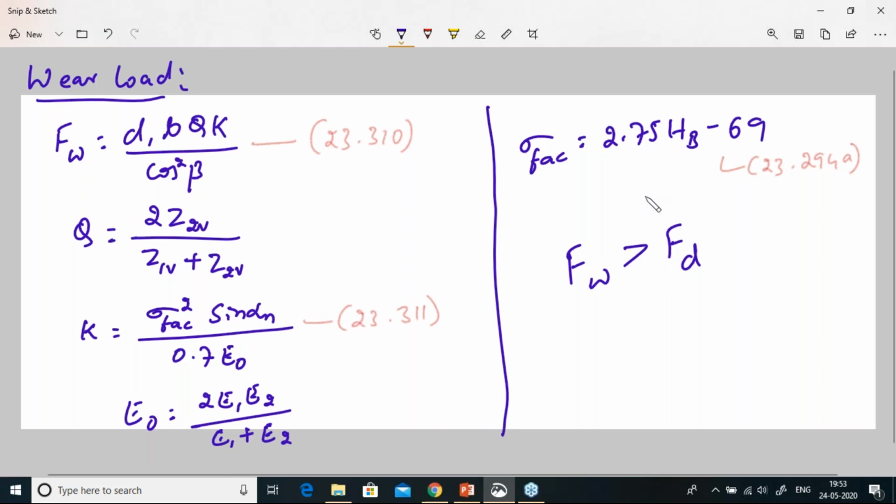For this part, this much. A remaining part we'll see in the next. Remaining topics we'll see in the next part.